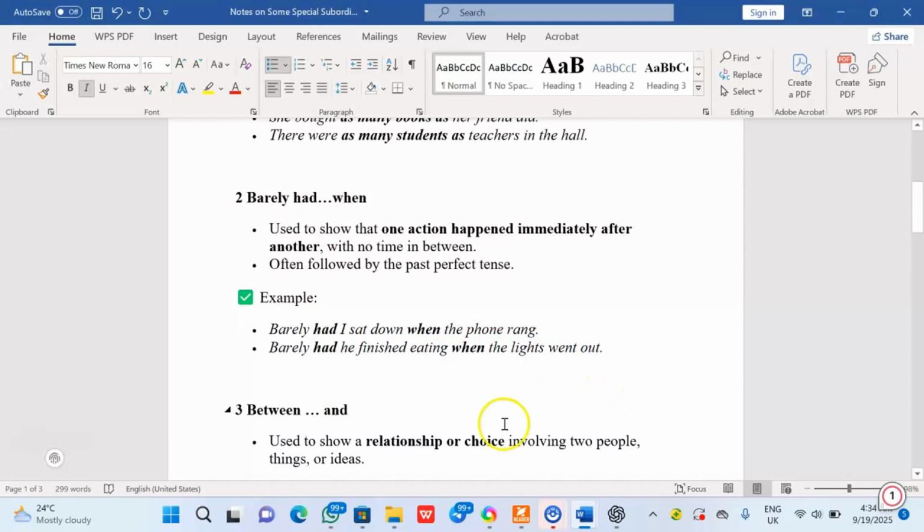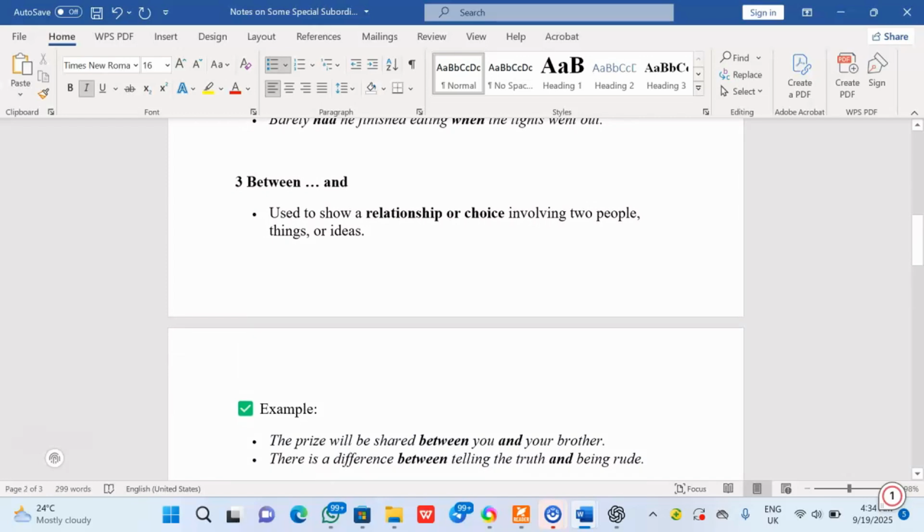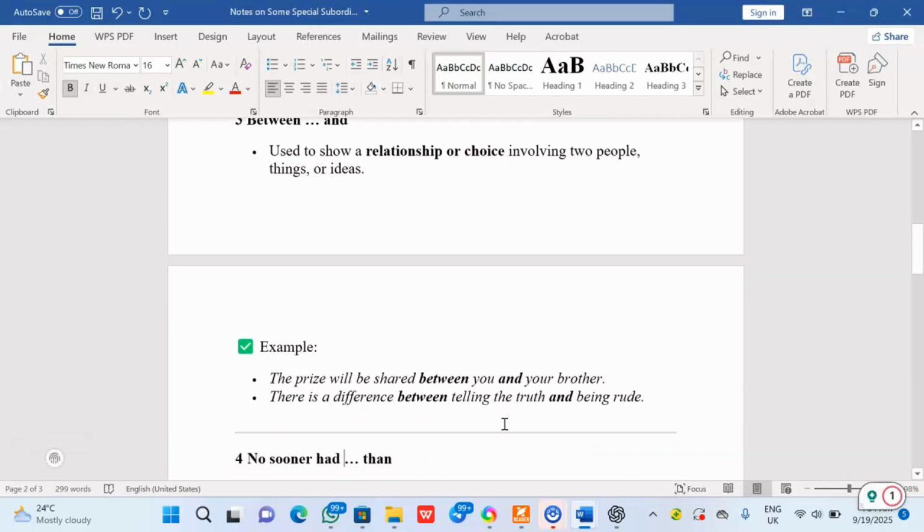Between and is used to show relationship or choice involving two things, people, or ideas. The prize will be shared between you and your brother. There is a difference between telling the truth and being rude.